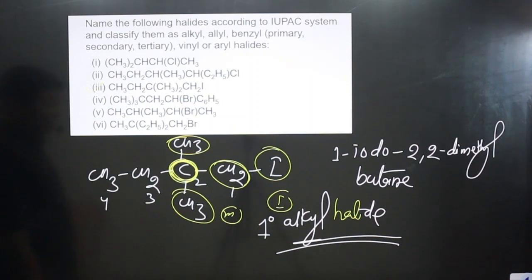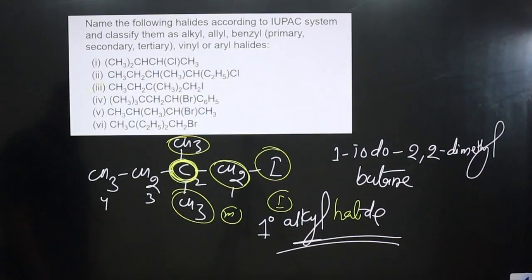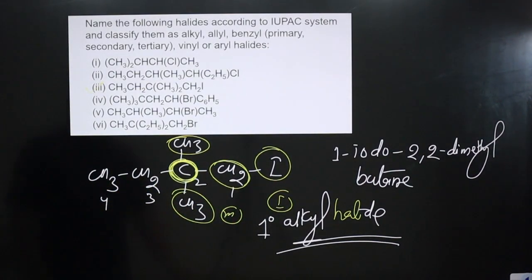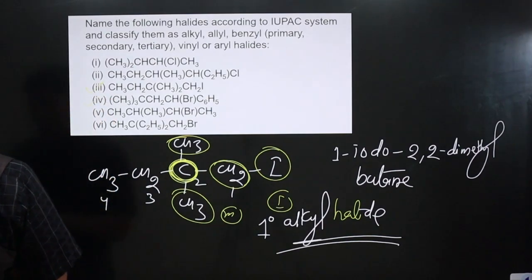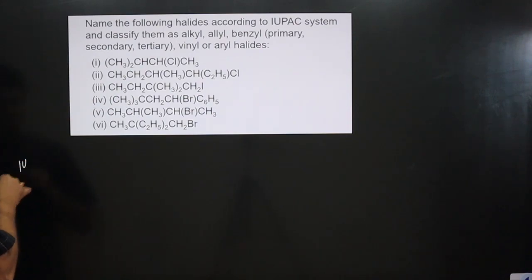Iodine is connected to a carbon which is connected to only one carbon. Hence it is a primary alkyl halide. Move on to the fourth one. We have the fourth one.